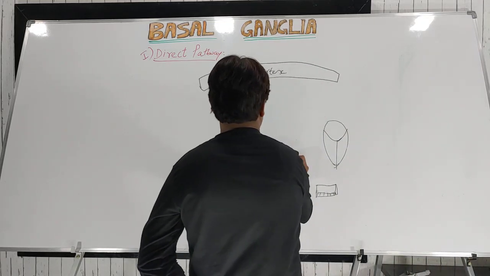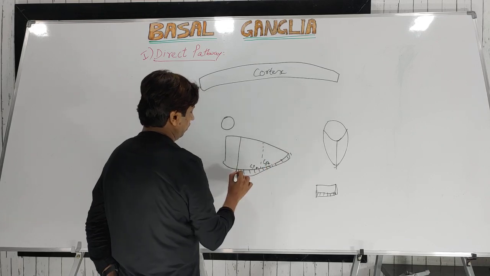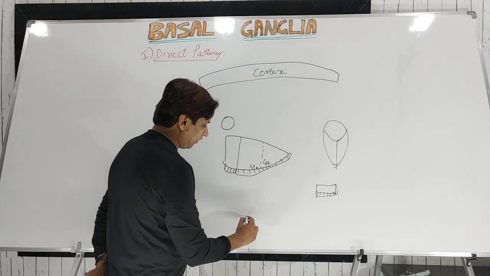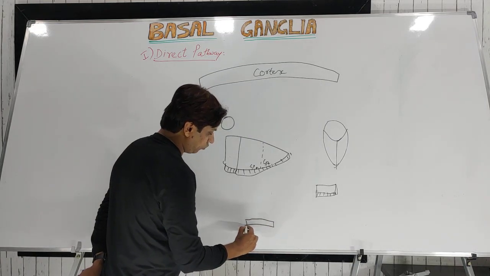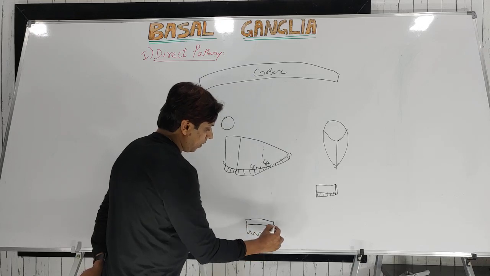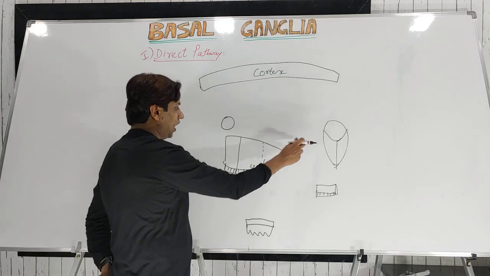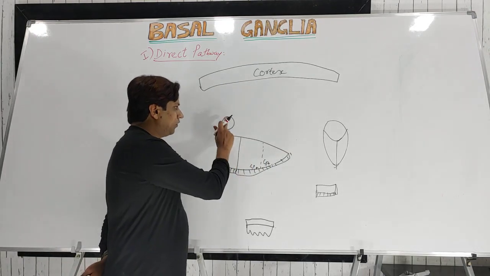Okay. We have the subthalamic nucleus, and this is the globus pallidus, this is the putamen, this is the caudate nucleus. Again, we have the substantia nigra in the midbrain. Again, it has two parts, pars compacta and pars reticularis. Okay, so this is the substantia nigra, this is the subthalamic nucleus, this is the thalamus, this is the putamen, globus pallidus and caudate nucleus.